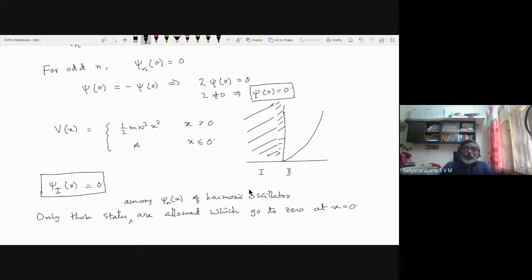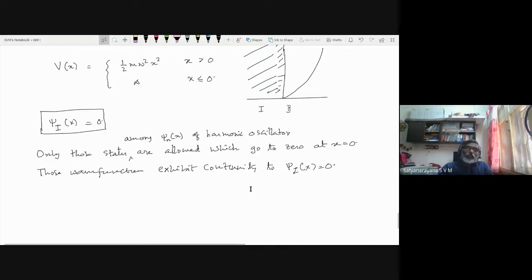Okay, so those wave functions exhibit continuity to psi 1 of x, which is equal to 0.